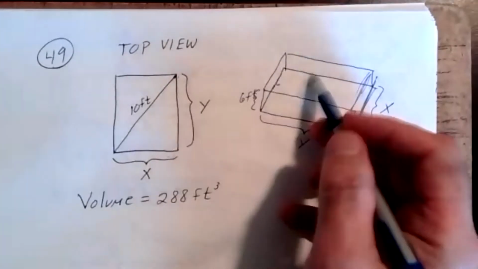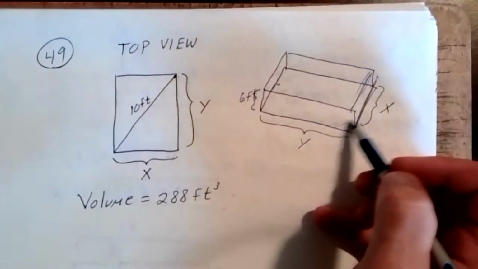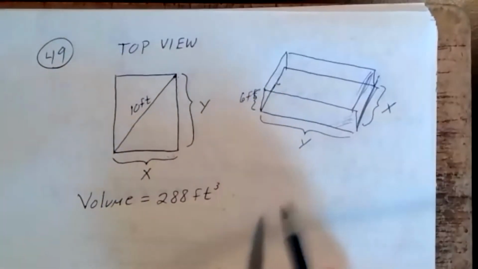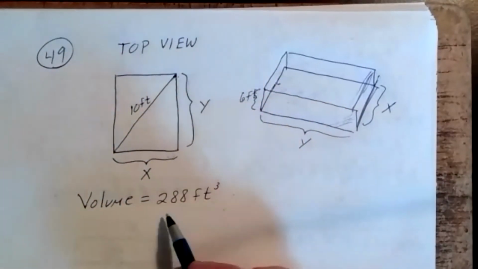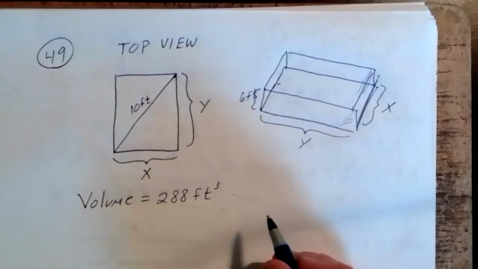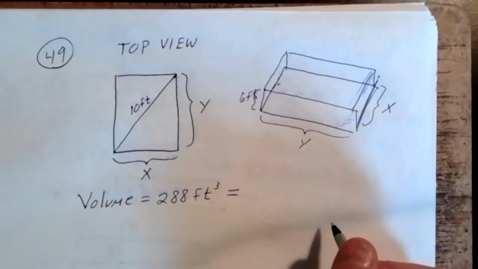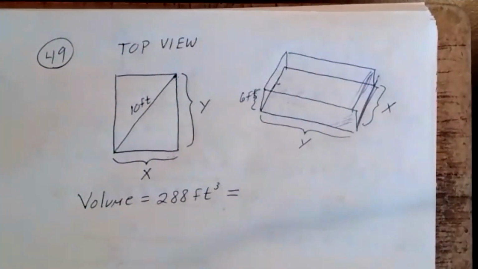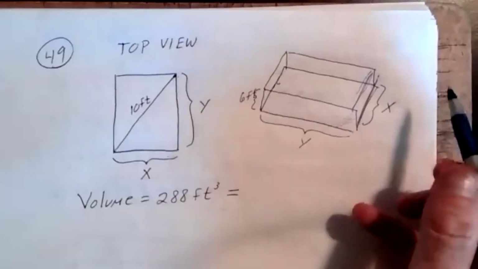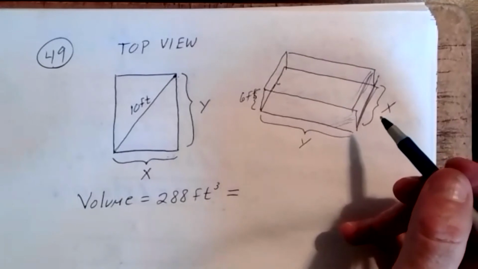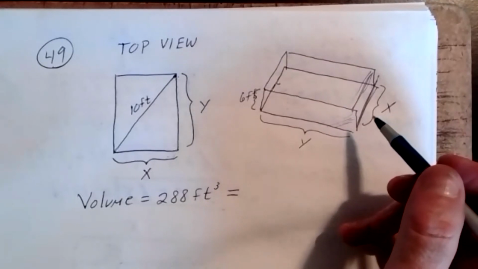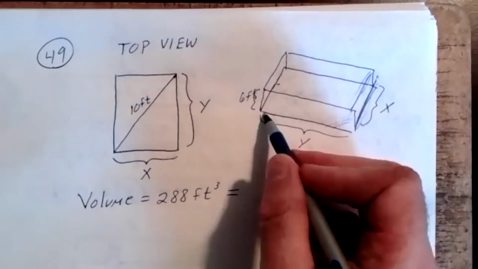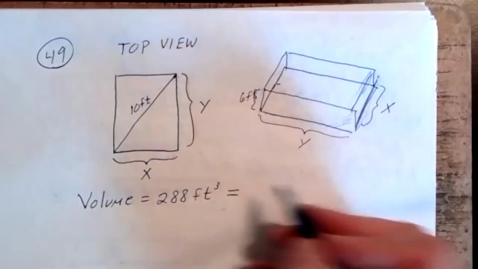That's the volume. That's the amount of sand you could put in the truck if you pack it full of sand, or water if it could hold water. 288 cubic feet. Ladies and gentlemen, how do you find the volume of a box? Because that's really what we have here, a rectangular box. How do you find the volume of any box? Length times width times height. Yeah, so we'll take x times y times the height of the box, which is 6 feet.